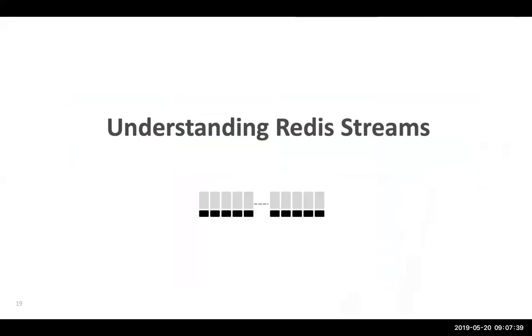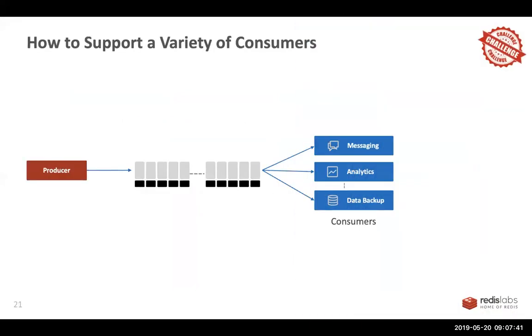understand Redis streams. So first, let's look at the challenges. You've got a producer or producers creating a stream, and you have a variety of consumers. All right, so those consumers may or may not be receiving that data at the same time or at the same speed. Okay, some might be getting it real time, others might be looking it up periodically, and others might just only be looking it up for one time.